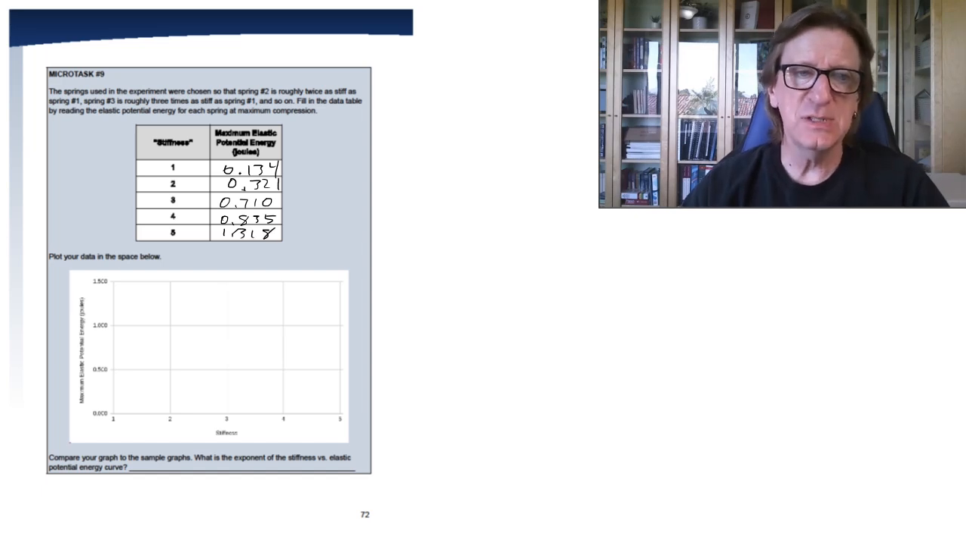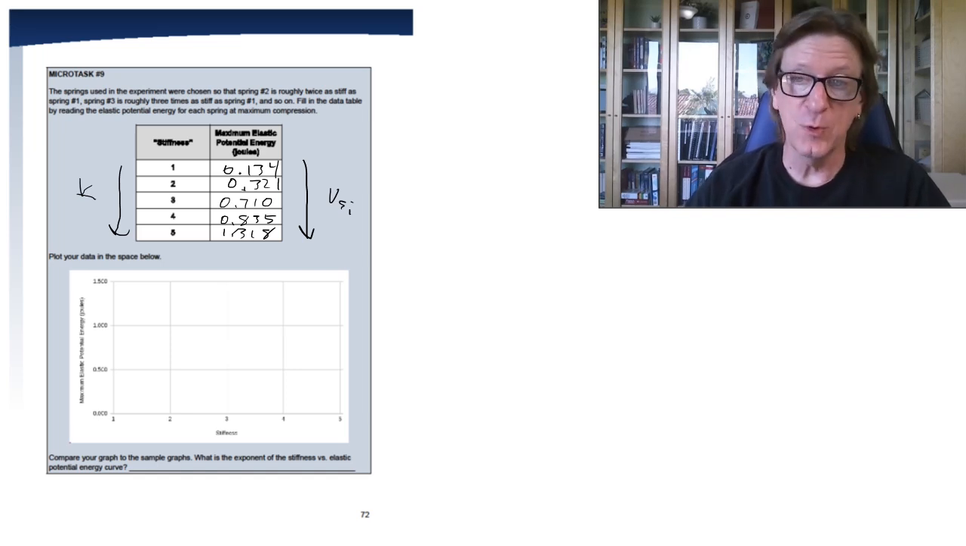So you see that as the stiffness goes up, which we were calling K, the elastic potential energy also went up. So they are in fact directly proportional. But what's the power? So next I want you to stop the video, and for 1, 2, 3, 4, and 5, I want you to plot this maximum elastic potential energy that we got on the graph, and let's see where it comes out. Pause the video.